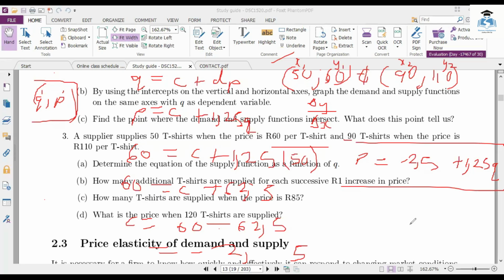Now we're doing which number? We're doing number A. Determine the equation of the supply as a function of Q.